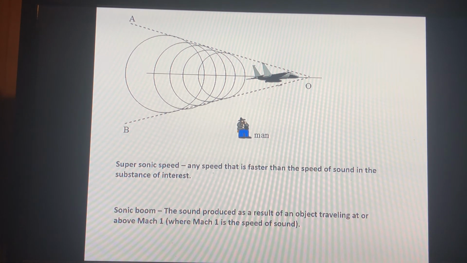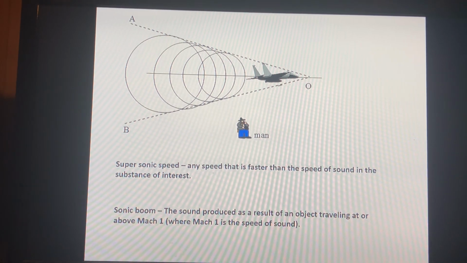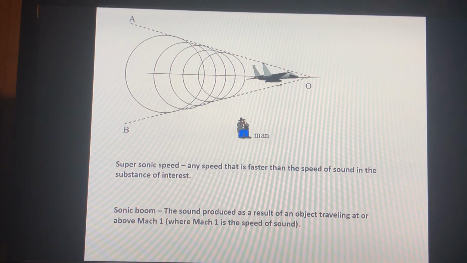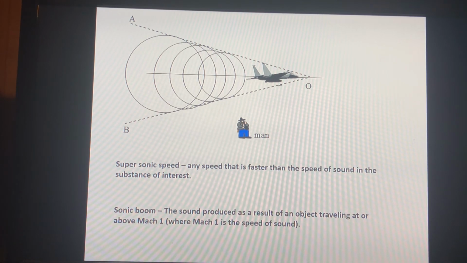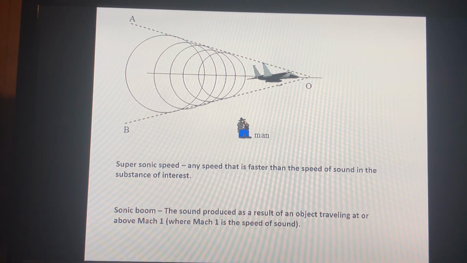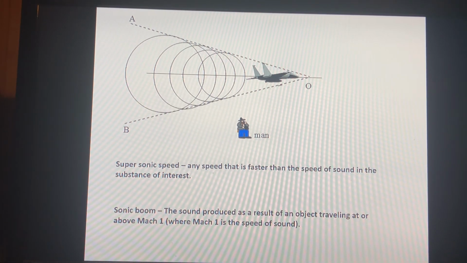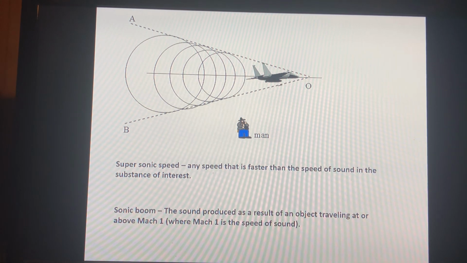So I'll probably talk some more about Mach 1, Mach 2, Mach 3 next week. It's not going to be on your quiz this week, so I'm just going to go ahead and stop here. You do, however, need to know the vocabulary words sonic, supersonic speed, and sonic boom. Those will be on the quiz, as will the other vocabulary words that you were given last week.